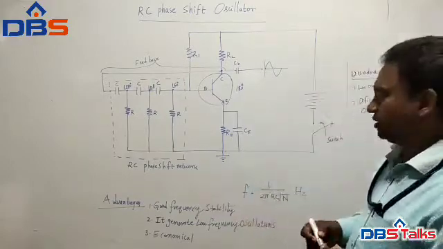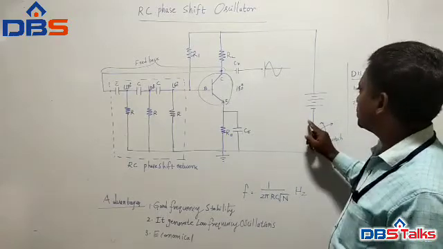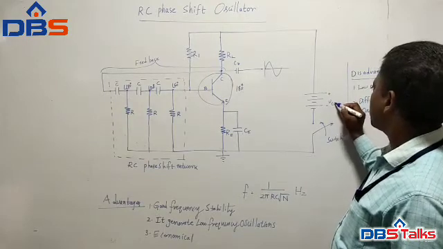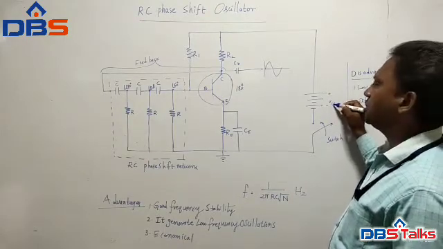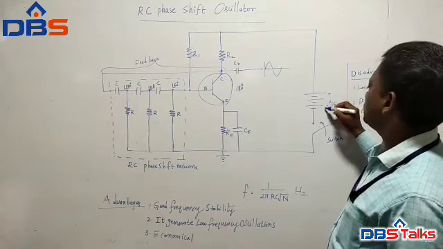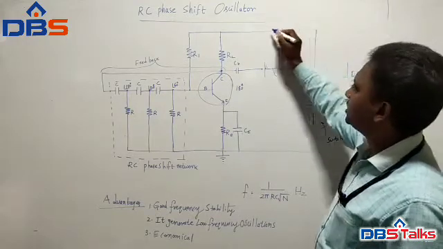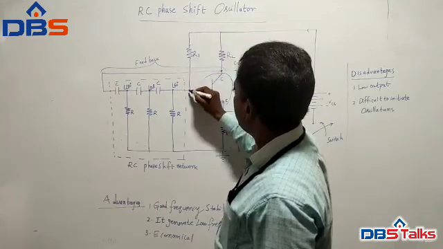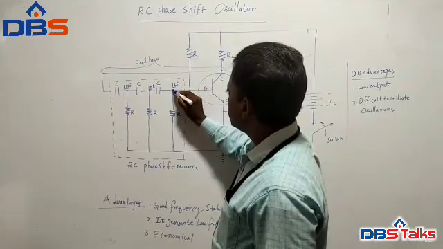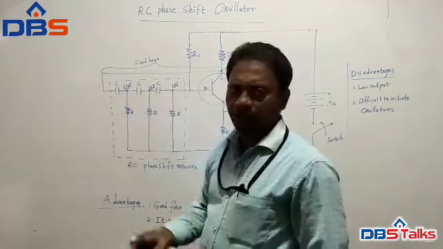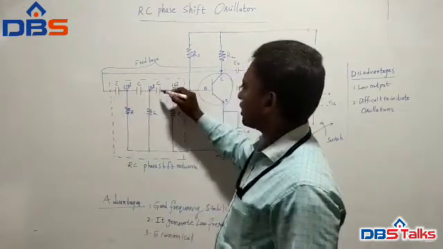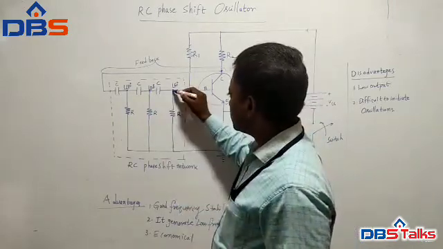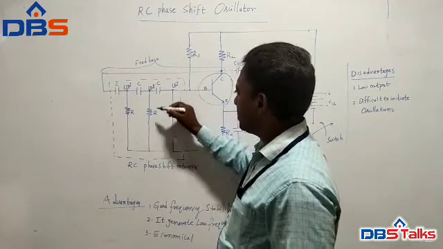Now we will see the operation. What happens when the switch is closed? This is VCC, right? When the switch is closed, there is a power supply, maximum you may have 12 volts like that. So when the switch is closed, current passes through this path. Then the capacitor charges to its maximum value. Once the capacitor charges to its maximum value, all the capacitors discharge through these resistors.